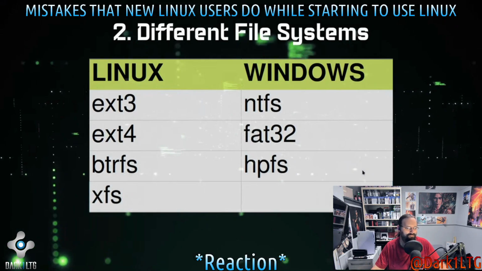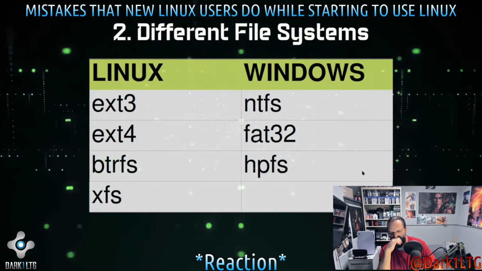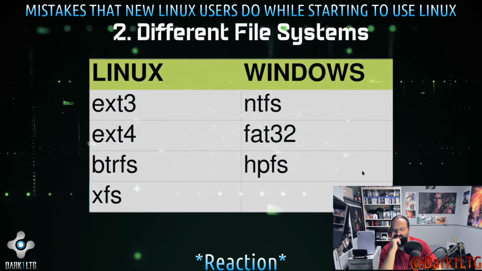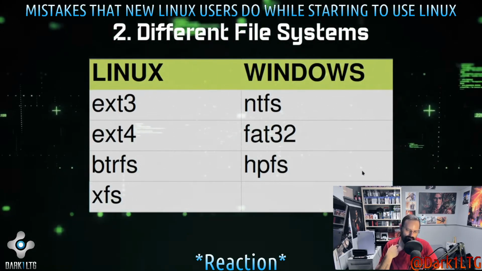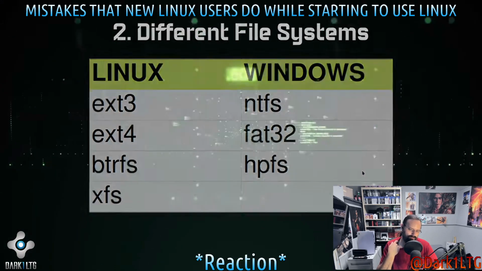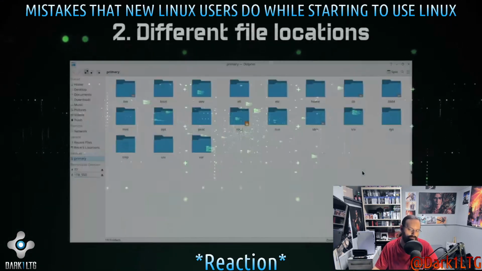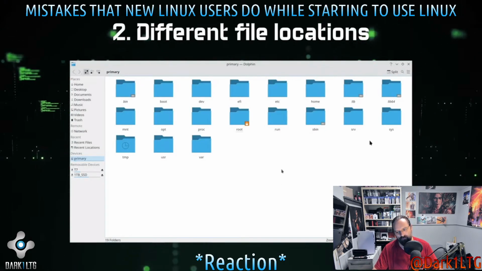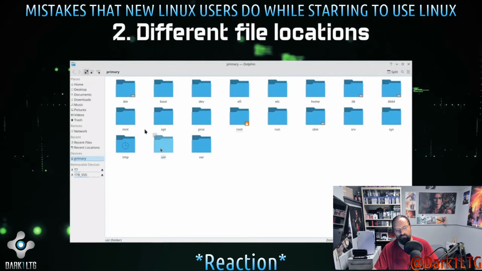Linux can read FAT32 and NTFS also, but Windows cannot read ext4 or btrfs, at least not by default. There will be no C drive or D drive in Linux, as you can see on the screen. This is the root folder structure in Linux.